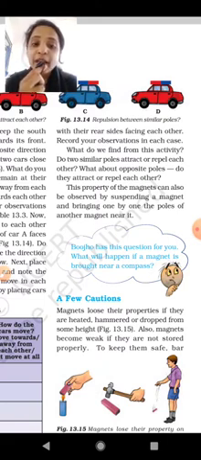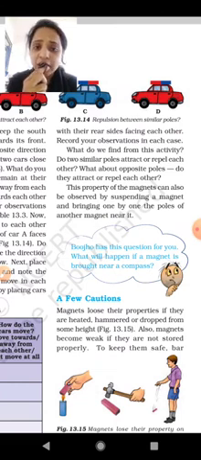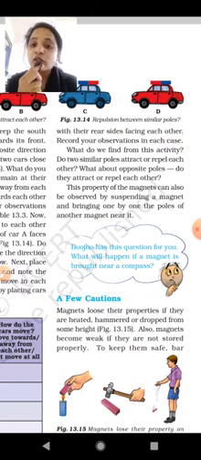This property of the magnet can also be observed by suspending a magnet and bringing the poles of another magnet near to it, one by one. This is the activity, which is why they have used a car. Otherwise you can just take a bar magnet and follow this sequence: first the opposite poles, then the similar poles. This way you can also conclude about repulsion and attraction.